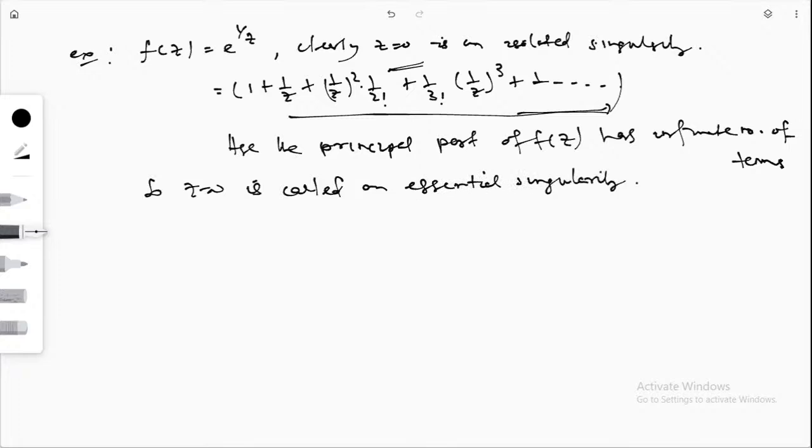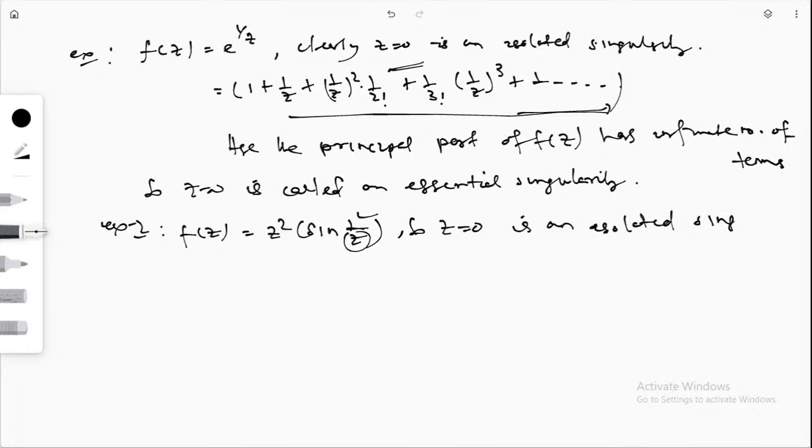Okay. So if I take another example, example 2, suppose f of z is z square sine 1 by z. Clearly since it is sine 1 by z, whatever the numerator is, if the denominator is 0, then it is not defined. So z equal to 0 is, sorry, an isolated singularity.